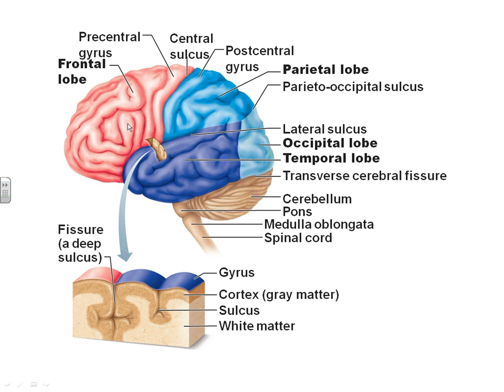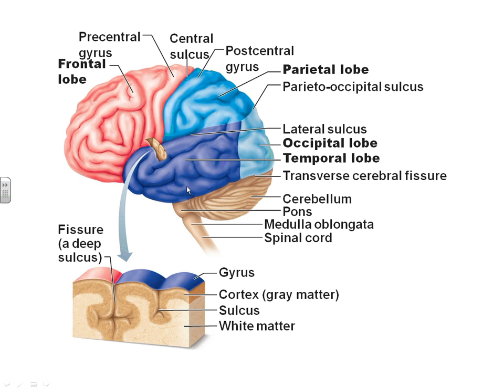As we look at the area that is filled with gyri and sulci, we can separate the brain into different lobes. The area shown in red is the frontal lobe. The area shown in dark blue is a parietal lobe. The frontal lobe is separated from the parietal lobe by the central sulcus.